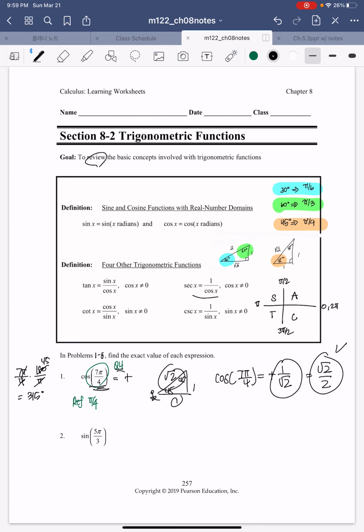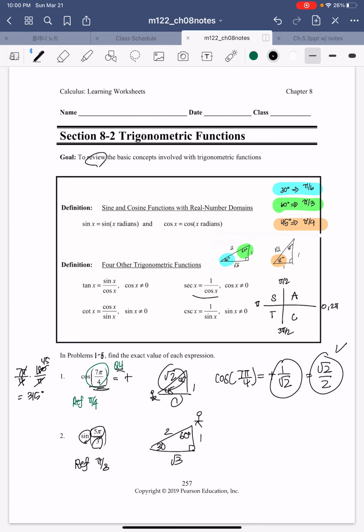Okay, let's do another one. Sine of 5 pi over 3. My reference angle is pi over 3, which is the 60-degree triangle. So I draw myself a 30, 60, 90 triangle, 1, 2, root 3, and I'm standing over here, and it's a sine.